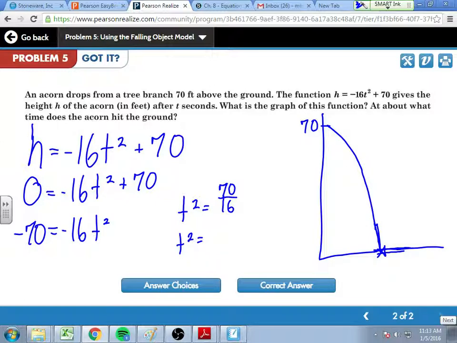This is getting messy fast. 16's not that bad on the bottom. It's radical 70 that's bad. Radical 70 can't be simplified, because it would be 7, 5, and 2. We get approximately 2.09 or 2.1 if you want to round.